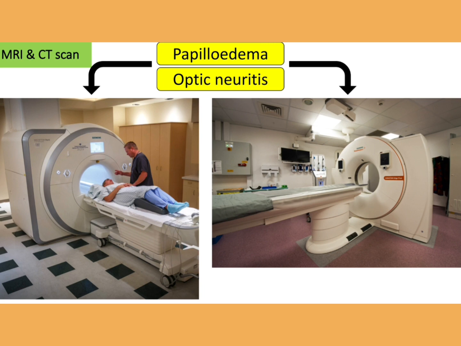So take the history properly, and remember that retrobulbar neuritis and papillitis are mainly associated with multiple sclerosis, while neuroretinitis is more often associated with infectious or inflammatory conditions.